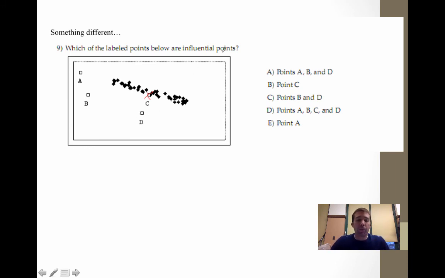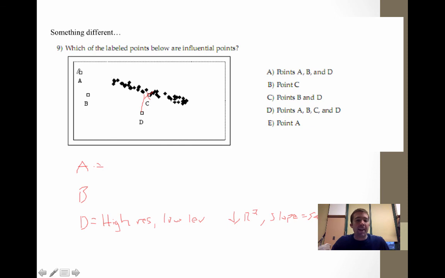When it comes to influential, D is a high residual point, so it's going to change our r squared. Here we'll go through each one: A, B, and D. D is high residual, low leverage. It'll decrease our r squared, and our slope will be the same.